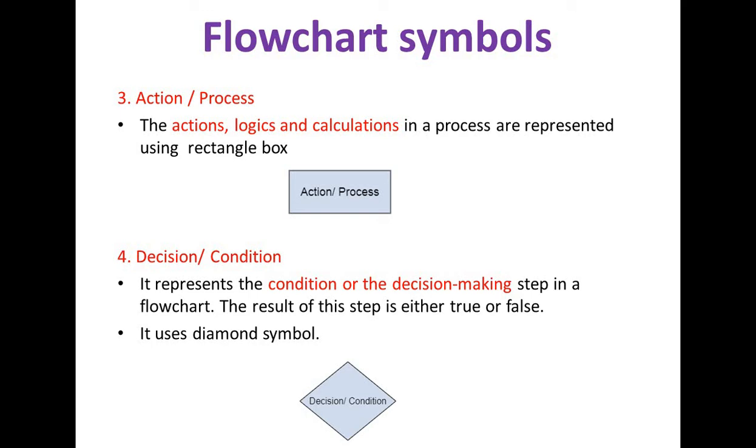Here we will be using the diamond symbol to represent the decision or condition. This particular step will be used for all the loop statements, like the if statement and while loop. For all the looping statements we will be going for this decision symbol.